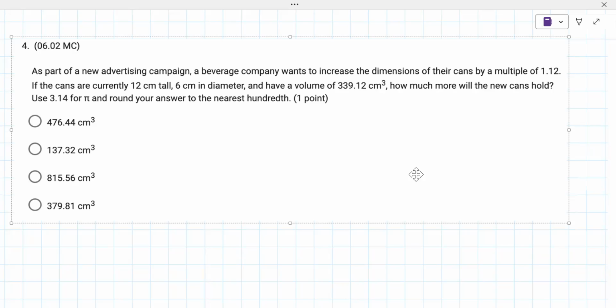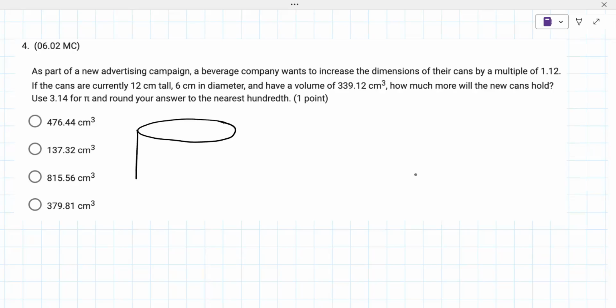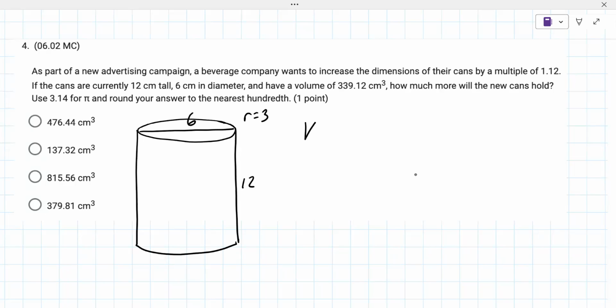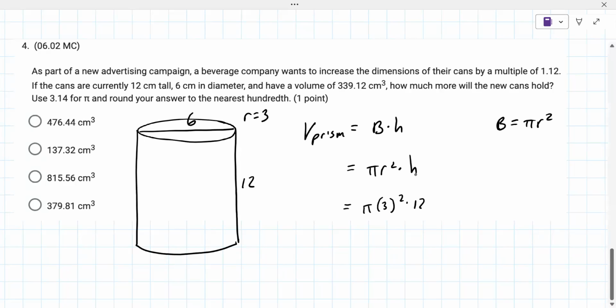Okay, so we should first talk about just the original. The original is some sort of a cylinder like this, and it's 12 centimeters tall, 6 centimeters in diameter, which means that the radius is 3. The volume of a prism, this is a prism, is the area of the base times the height. And the base is a circle, pi r squared. So it's pi r squared times the height, pi 3 squared times 12. Okay, so I want you to calculate that and make sure that it is right.